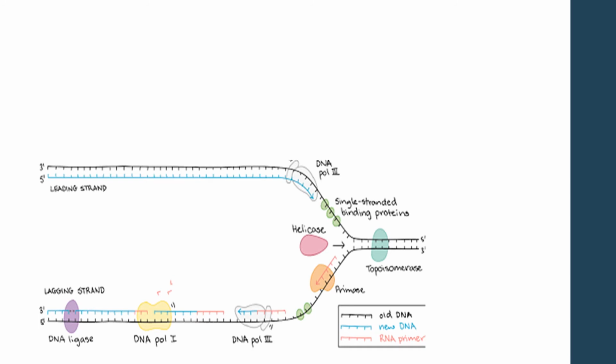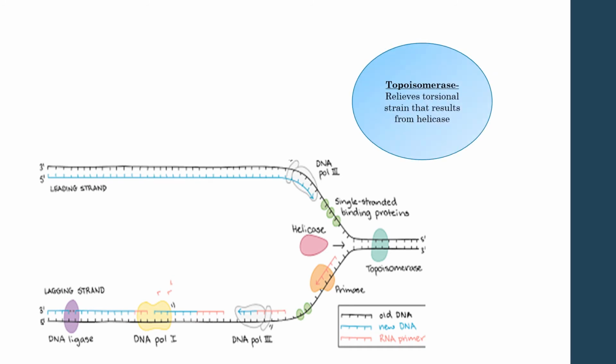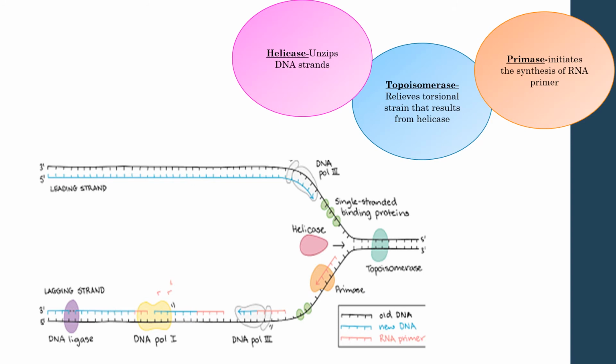Again, here's just a little overview. We know that DNA is a double helix, so the helicase comes in and unwinds that double helix. This enzyme over here is going to relieve the torsional strain from the helicase. You have a primase, which initiates the synthesis of an RNA primer.